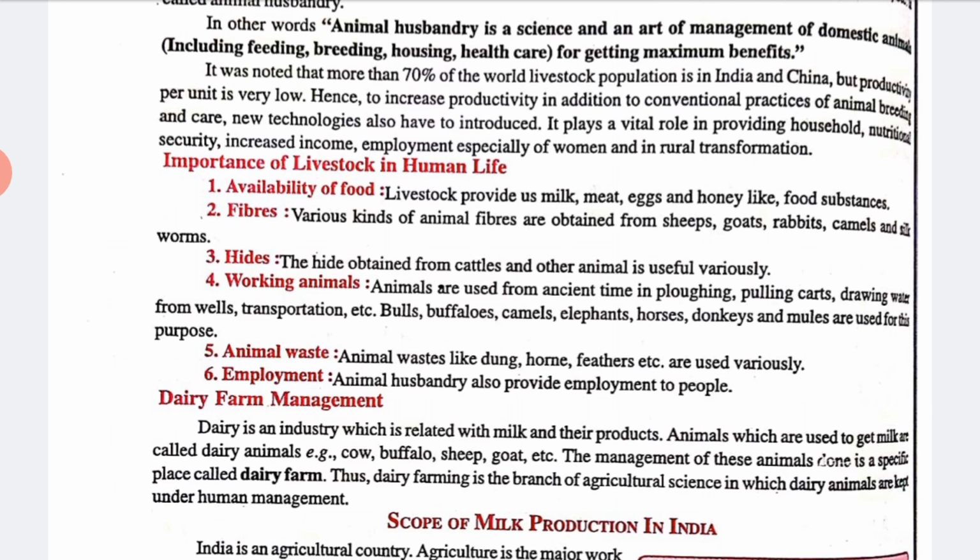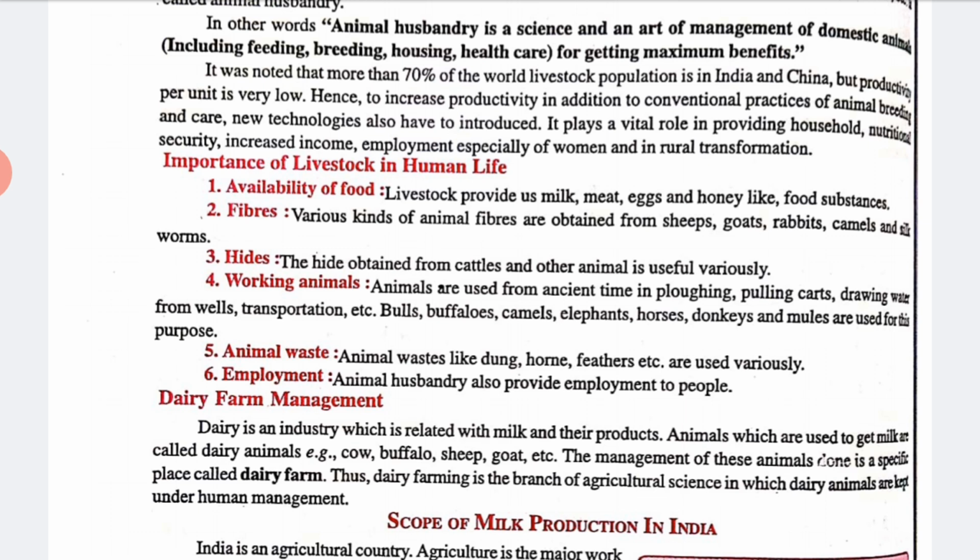hide obtained from the cattle and other animals, and it is useful in various ways, right? And fibers, we are getting different types of fibers that are obtained from sheep, goat, rabbit, camels, and silkworm. So all these things we are getting from them. Now working animals, we also use buffaloes, cows, camels as working animals, right? Elephant, horse, donkey, all of them are useful for us for the transportation purpose. Animal waste, so what is animal waste? Like dung, horn, feathers, these are also all very useful for us.